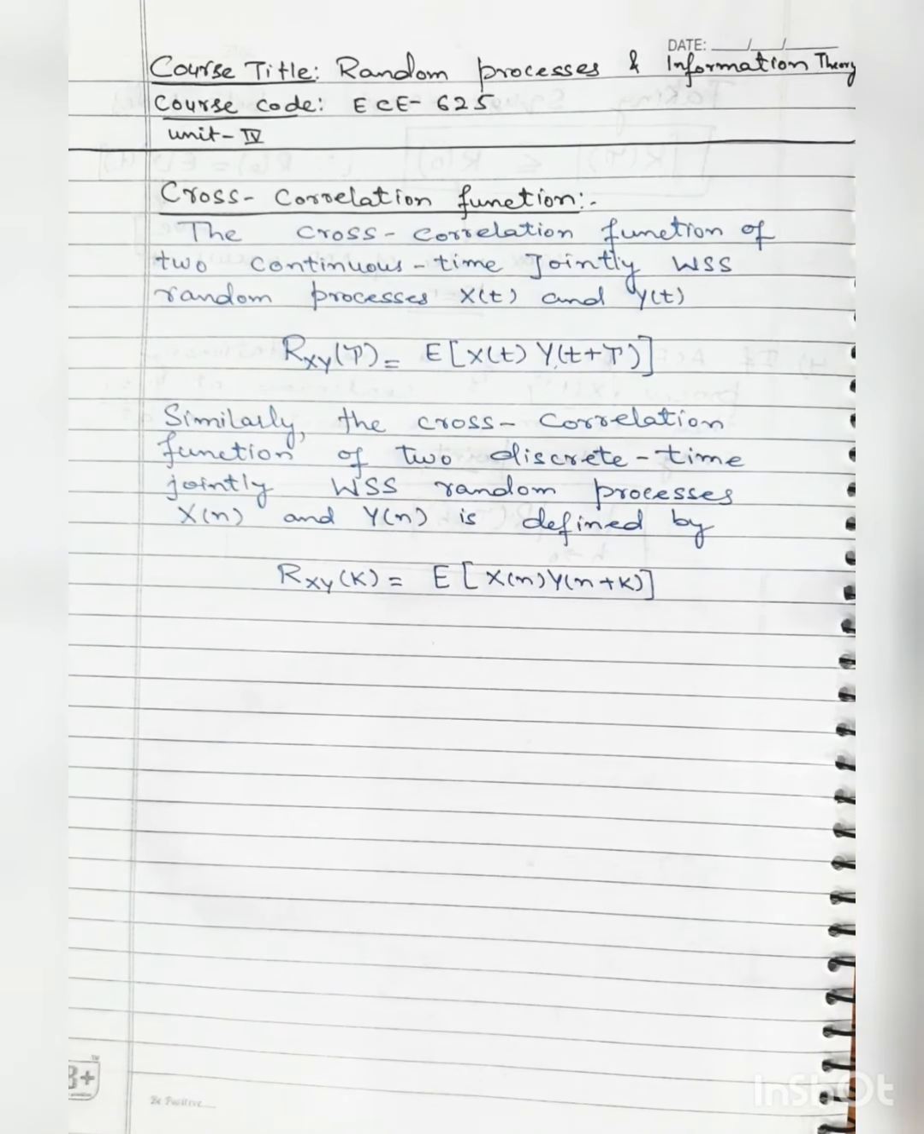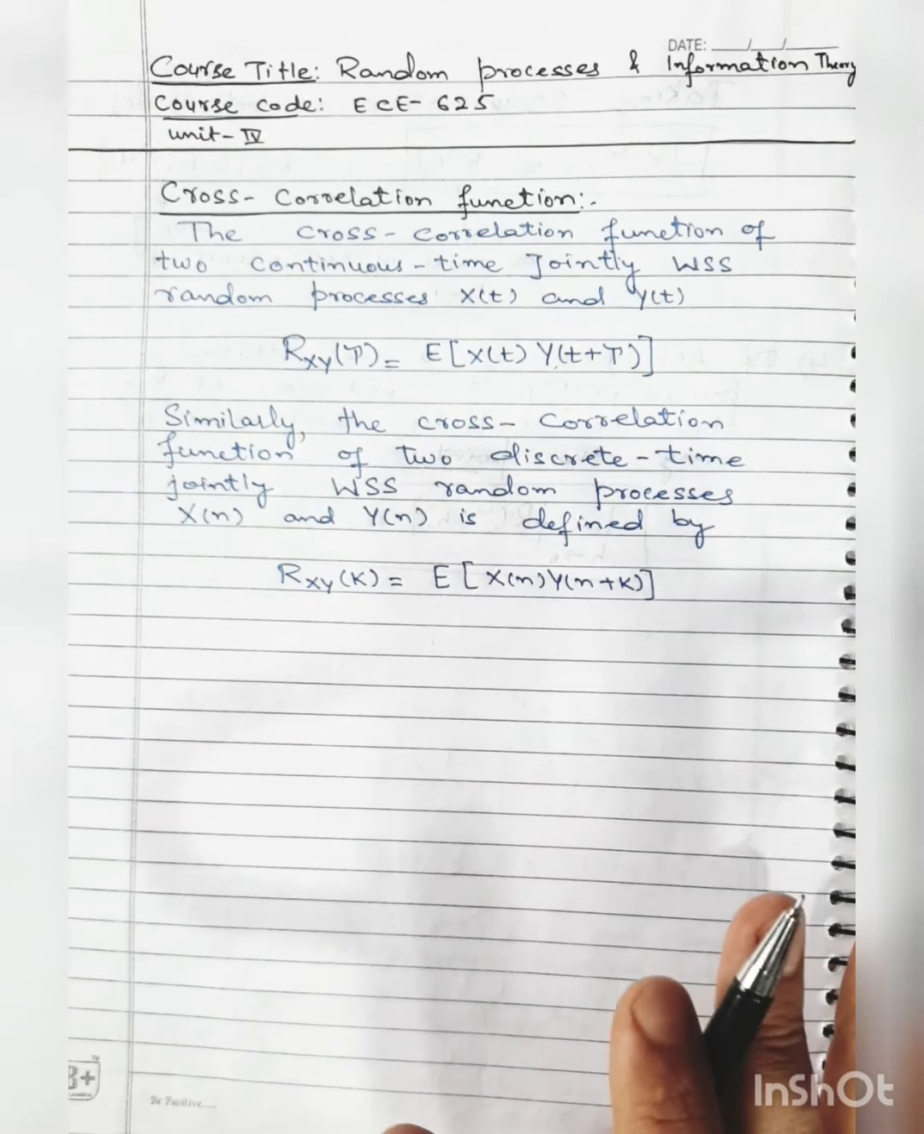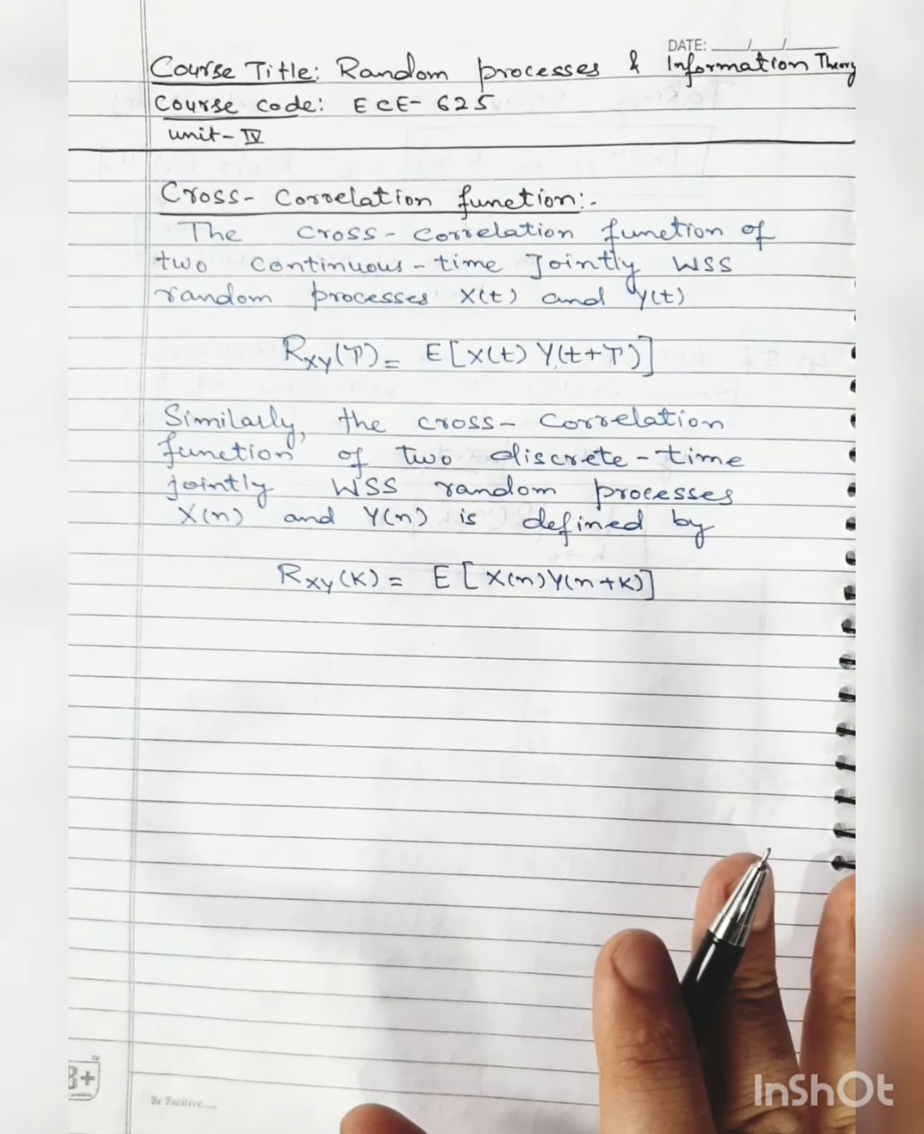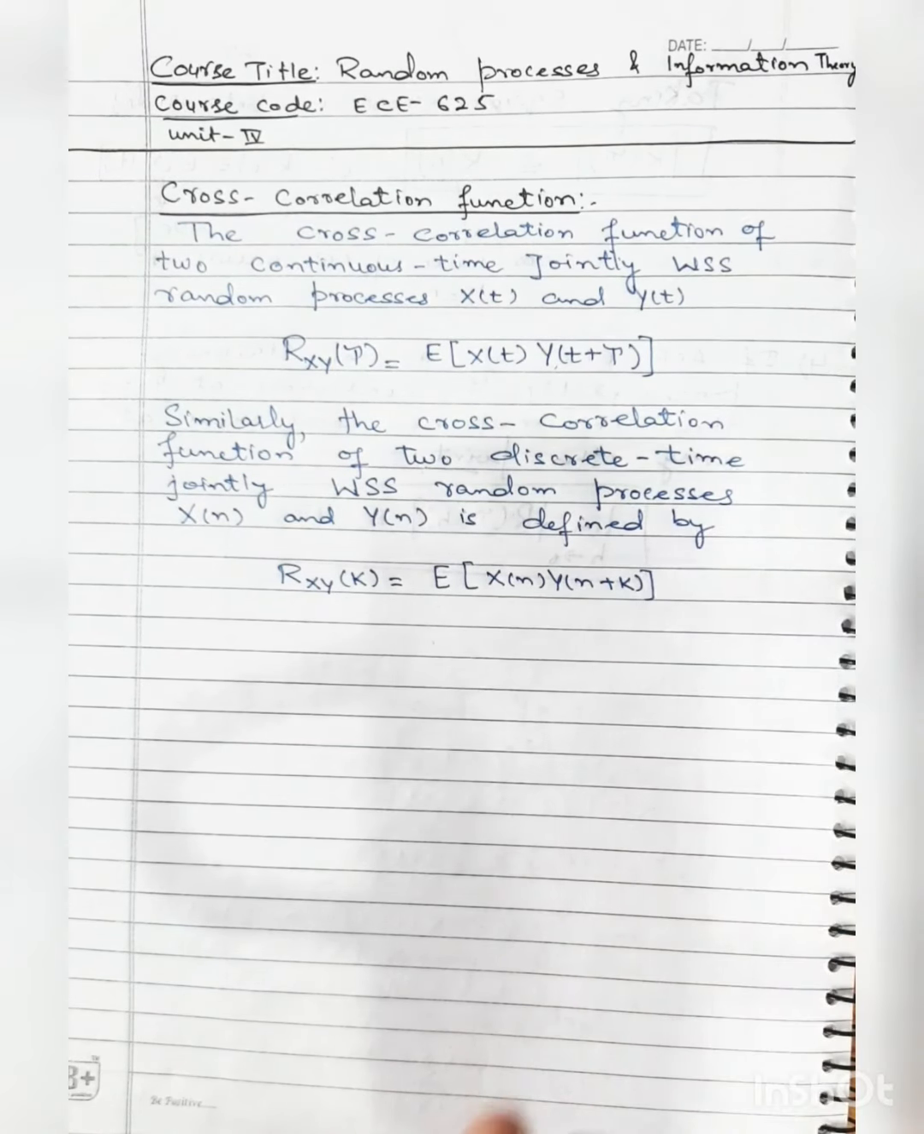Since we are dealing with unit 4 of random processes and information theory, today we will discuss the cross correlation function. We have already discussed the autocorrelation function and its properties. I have also shown the proof for the autocorrelation properties. Now we will see what is meant by the cross correlation function and what its significance is.